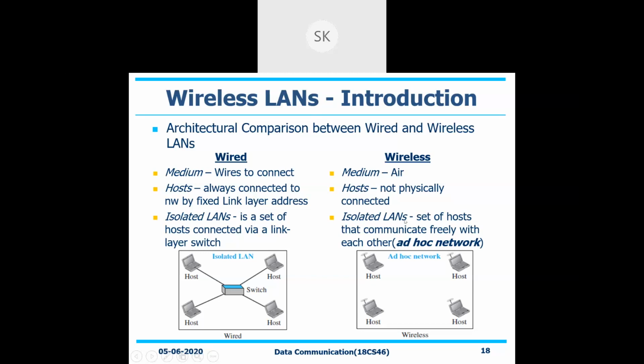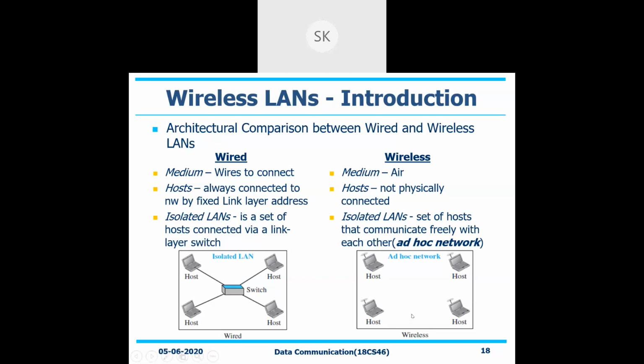So here, the isolated LAN is just a connected set of hosts that communicate freely with each other. There is no access point available, no common point with respect to this wireless communication. When we say isolated LANs, one-to-one communication will happen according to its own will and wish.